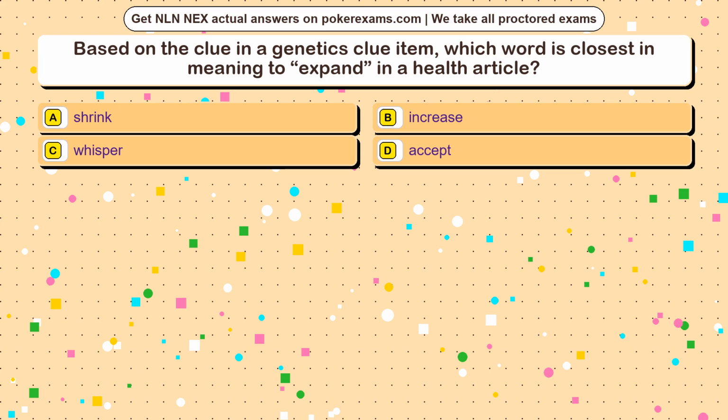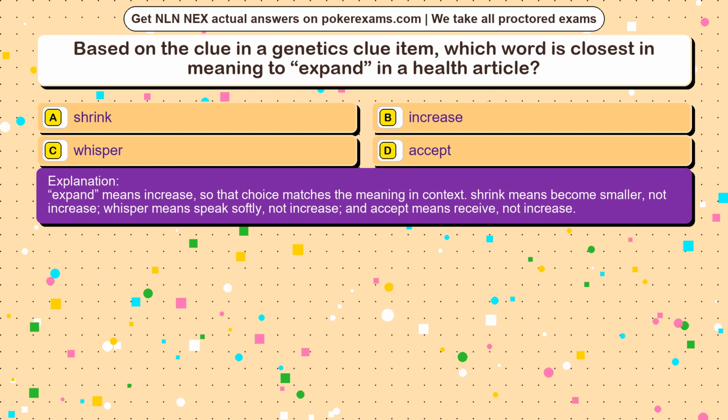The correct answer is option. Expand means increase, so that choice matches the meaning in context. Shrink means become smaller, not increase. Whisper means speak softly, not increase. And accept means receive, not increase.